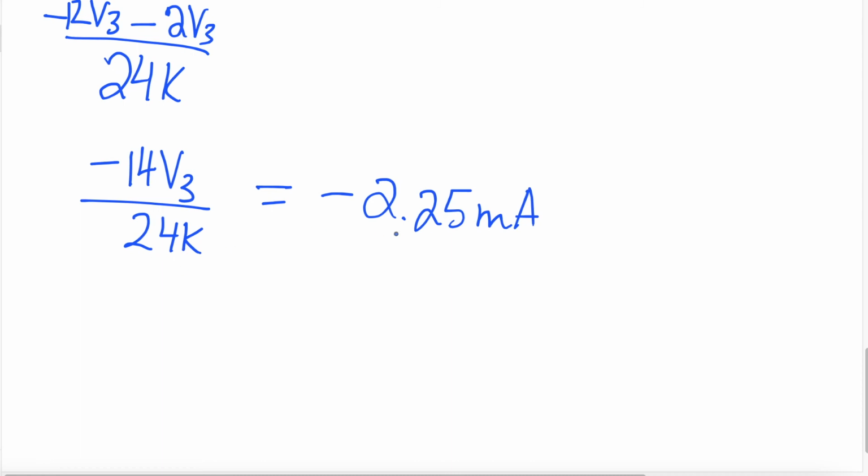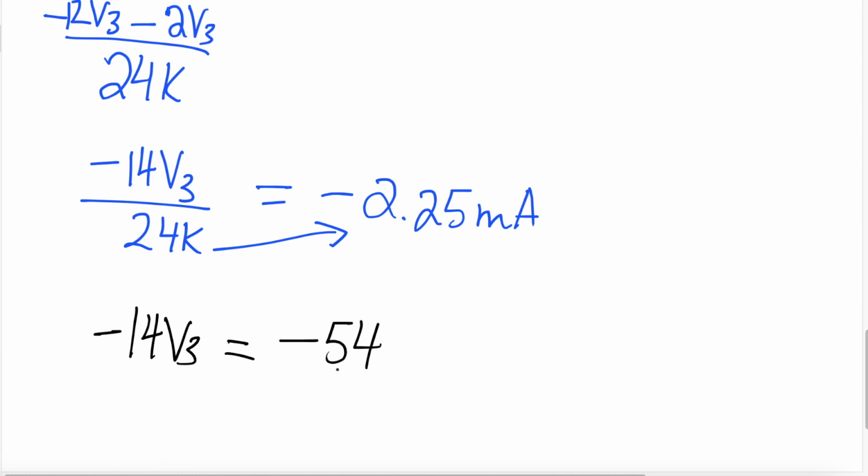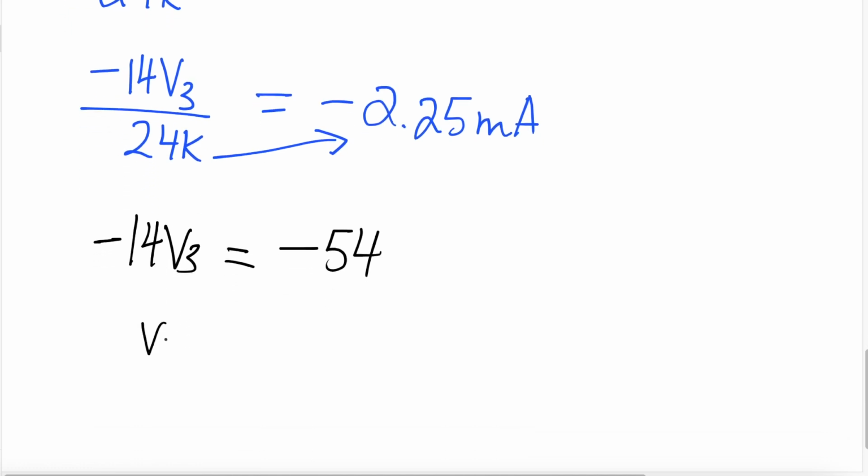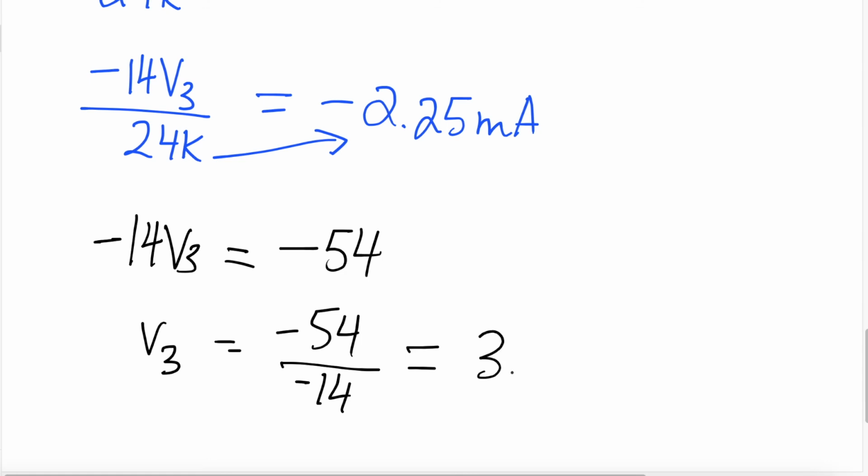So what's 24 times negative 2.25? We bring this over, and essentially what we get is negative 14 V3 is equal to negative 54. Then to isolate V3, we get V3 is equal to negative 54 divided by negative 14. Essentially, V3 is equal to 3.85 volts. So now we know what V3 is.